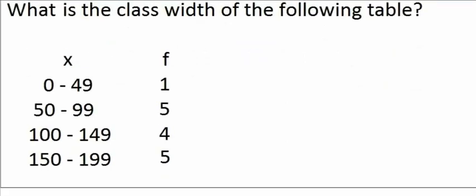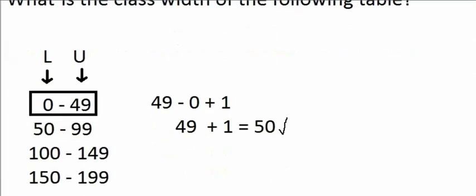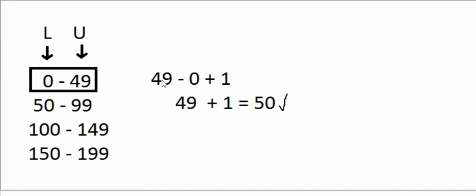So here's one more example. Here's another table. We can already tell it's going to be a class width of 50, but if you want to see it with a formula, it would be 49 minus 0 plus 1, which is 50. 49 is our upper boundary, 0 is our lower boundary, and upper minus lower plus 1 is 50. That's how you get class width.